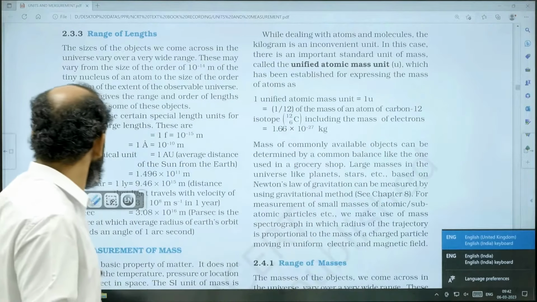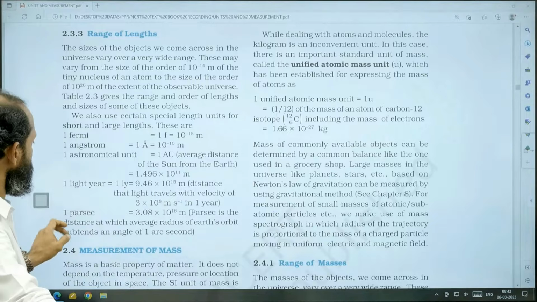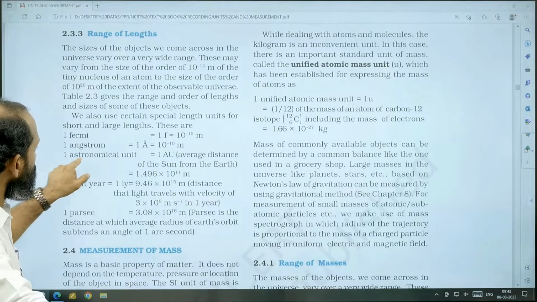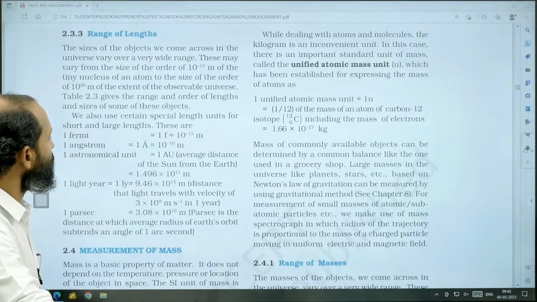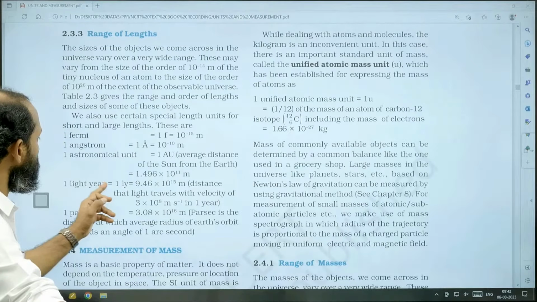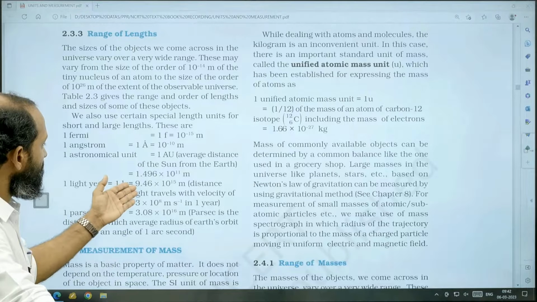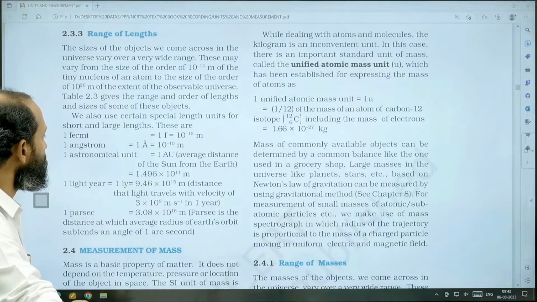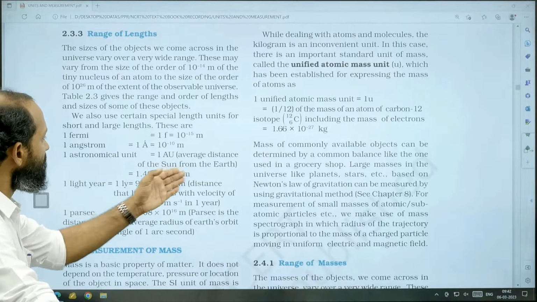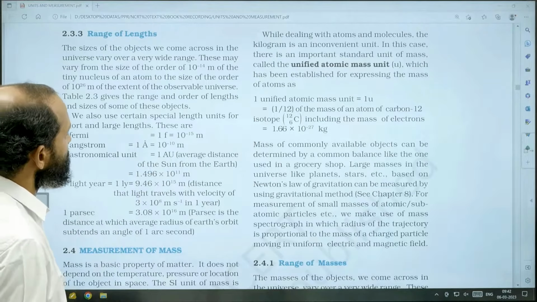That's the biggest unit of distance, the parsec. Another one is the astronomical unit, that is 1.496 into 10 power 11 meter. Light year is the distance traveled by light in 1 year, that is 9.46 into 10 power 15 meter. Astronomical unit is the average distance between sun and earth.